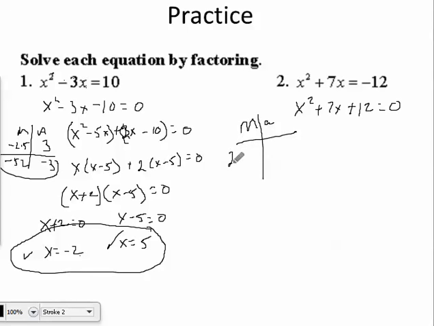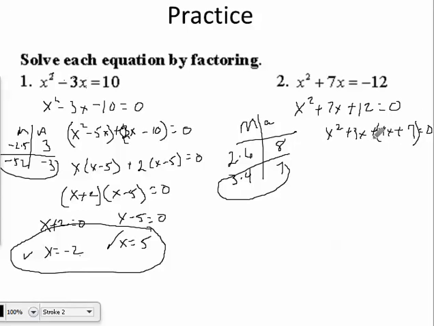So it's going to be 2 times 6. Well, that adds up to 8. Nope, not going to be what I want. 3 times 4, that's 12. And 3 plus 4 is 7. That's the one I want right there. Okay? So I'm going to have x squared plus 3x plus 4x plus 7 equals 0.